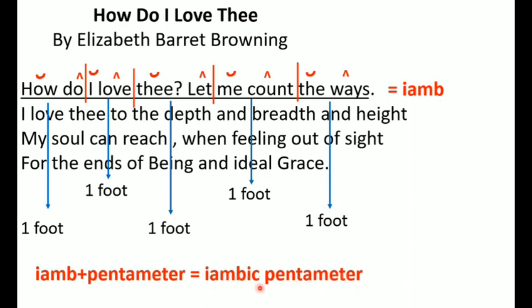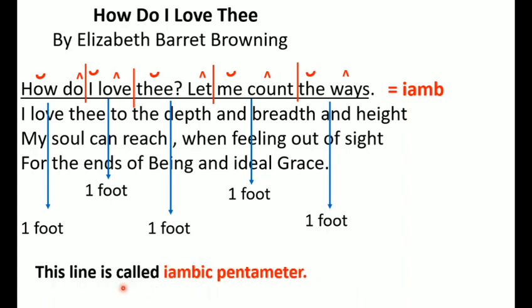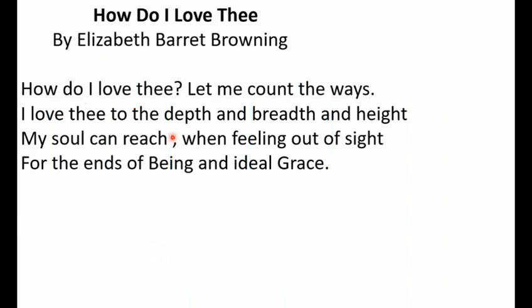Now this is very important. And this is also part of the lessons in college. Now, this line is called iambic pentameter, because it is composed of 5 feet, with each foot composed of 2 syllables. The first one is unstressed, followed with stressed. That's why it is called iambic pentameter. Okay. Now let us analyze the second line. I love thee to the depth and breadth and height.